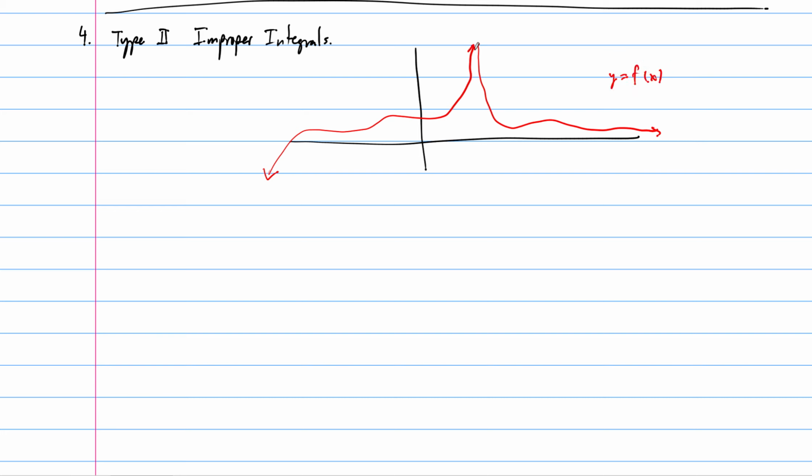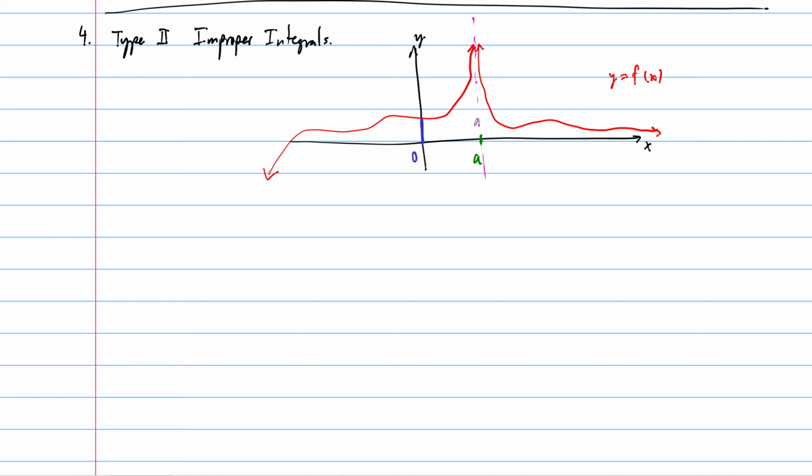So for example, maybe your function looks something like this. Here's our y equals f of x, and the idea is that it's approaching a vertical asymptote. So your function approaches infinity in a vertical direction, in the y direction. Well, what are we going to do? Let's say we wanted to compute the area from 0 to this point where it's undefined. Let's say that this is our a now. How are we going to do it?